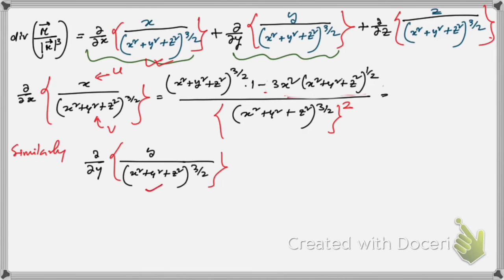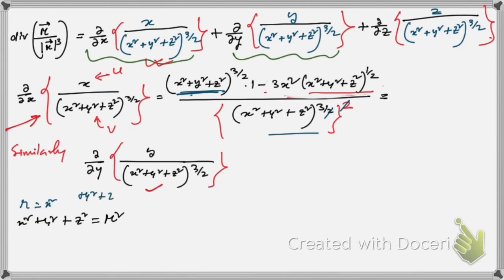So here you see, in this case, if you move back to this, then what you can see here, these two cancel, and here x square plus y square plus z square, this is nothing but r, this is your r, right? So you can write this way, x square plus y square plus z square, this is not r, actually this is r square. So r was root over this one.